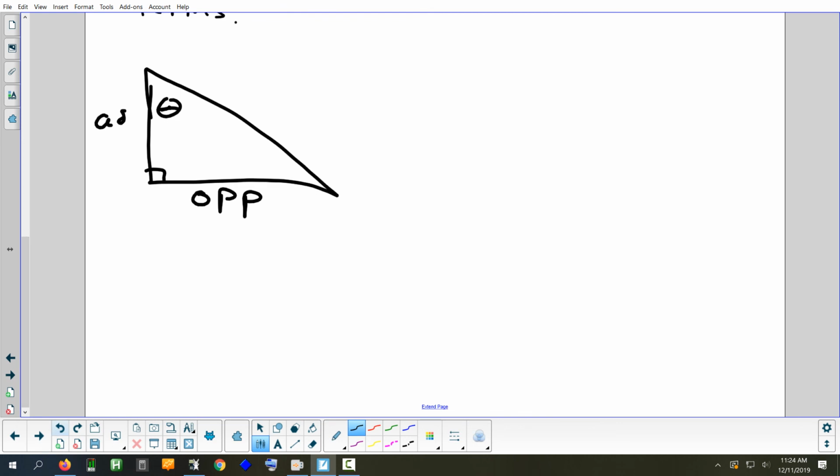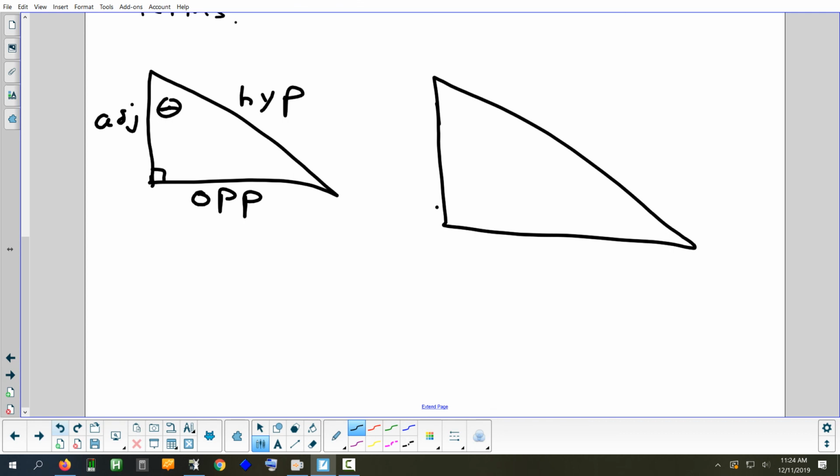Adjacent is the side that's right next to the angle that's not the hypotenuse. If you get rid of the adjacent side, you don't have an angle there anymore. You just got rid of one of the sides of the angle. So that angle is now gone. So opposite is the side that's furthest away. Adjacent is right next to it. And that's the hypotenuse.